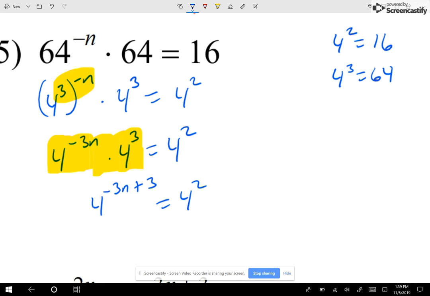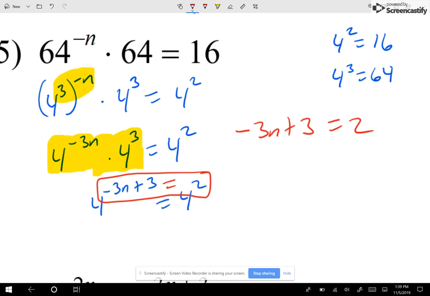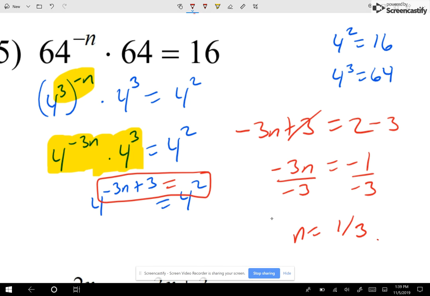I added my exponents. Now that I have the same base and only one number on each side of the equal sign, I'm going to let my exponents equal each other. So I have negative 3n plus 3 is equal to 2. You guys see, I'm just letting my exponents equal each other. The rest is just plain algebra 1. Let me subtract 3 on each side. I have that negative 3n is equal to negative 1. Let me divide by negative 3. N is equal to 1 over 3. Negative divided by negative made it positive.